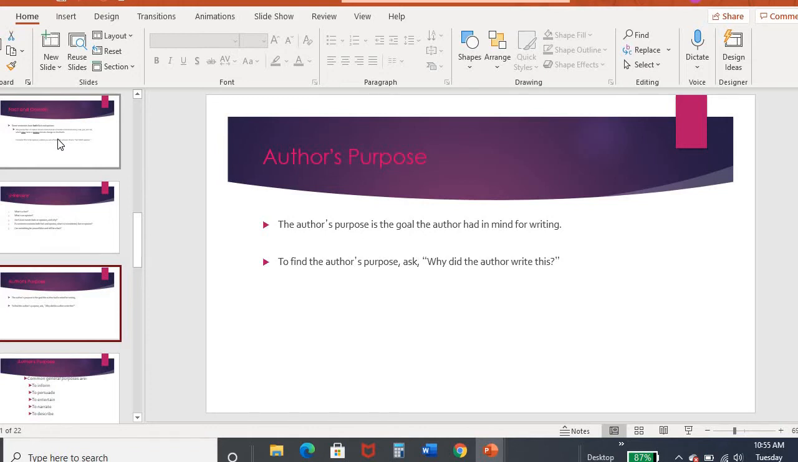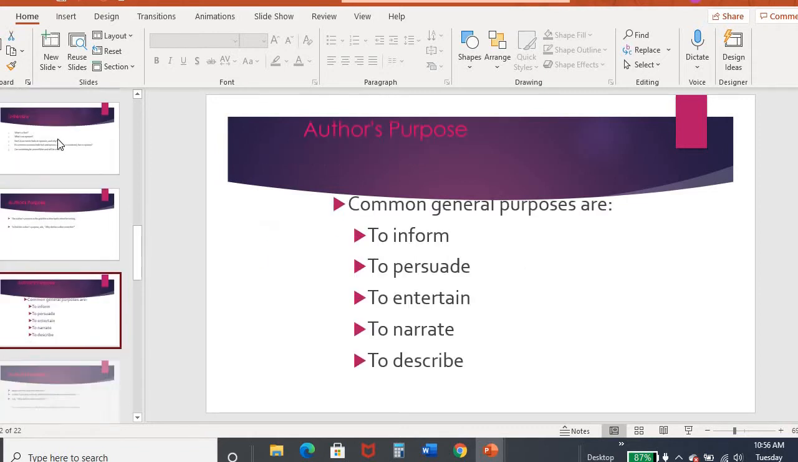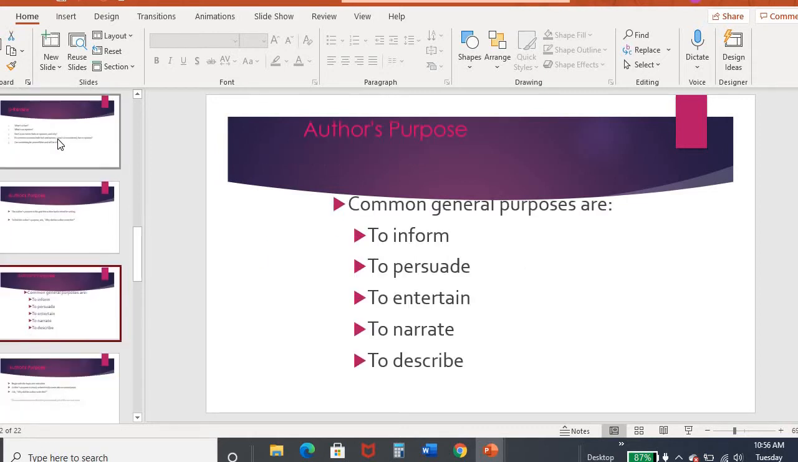So knowing argument has to also rely on the purpose. What is the purpose an author had in mind for writing? To find the purpose, you ask, why did the author write this? What was their point in writing this particular piece of writing? What were they trying to do? Here are the most common author purposes: to inform, which is just what it sounds like, to give information, like textbooks and newspapers. To persuade, to try to convince you to believe a certain way.